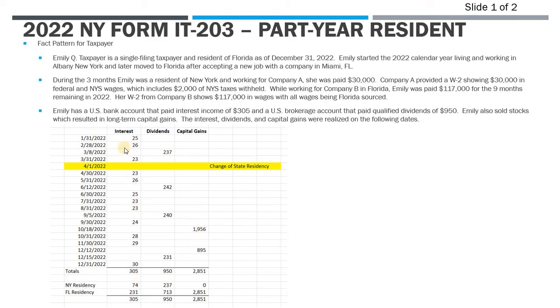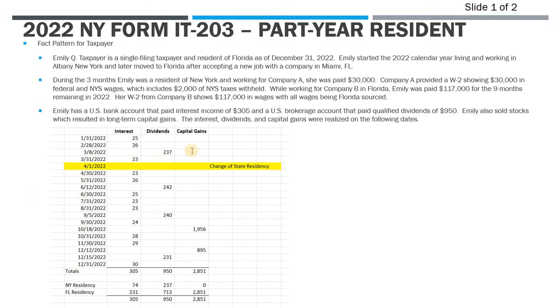So the totals here, we can see that for the interest income, $74 was paid while she was a New York resident, and one dividend payment, $237, was paid out while she was a New York resident. Everything else is attributed to her Florida residency.